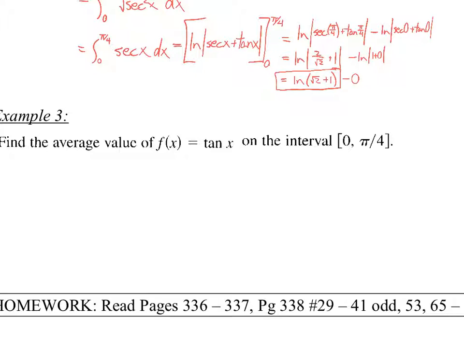One last application is average value. We have our mean value theorem, that helps us find average value. So if I want the average value of tangent from 0 to pi over 4, I'm simply taking 1 over b minus a. So 1 over pi over 4 minus 0 of the integral from 0 to pi over 4 of tangent.